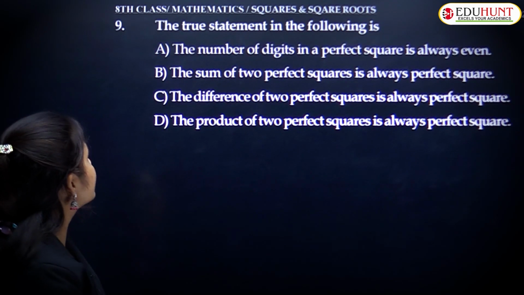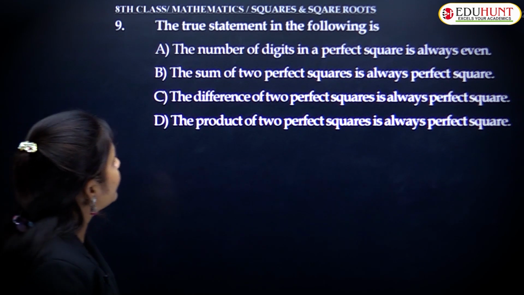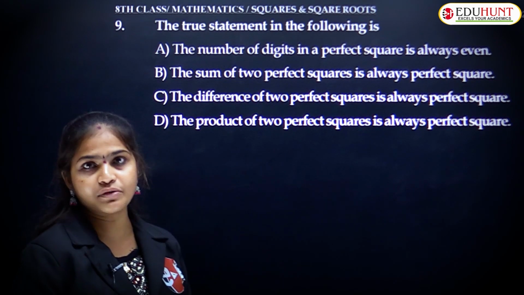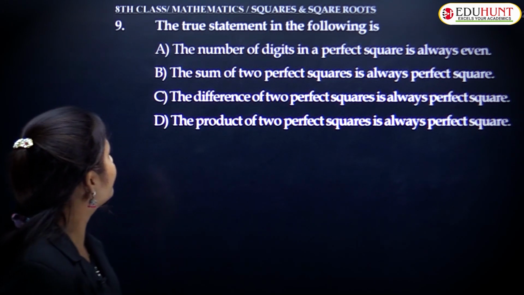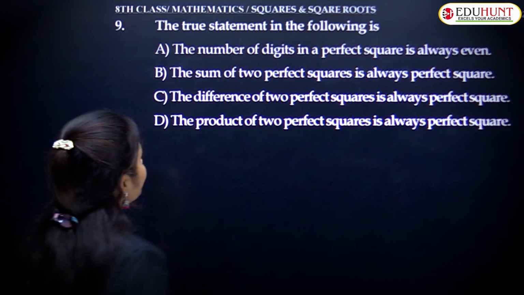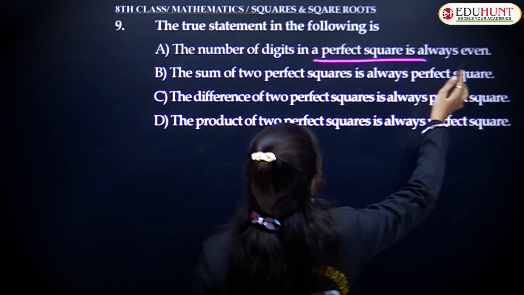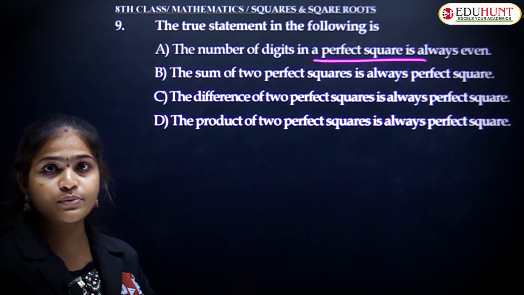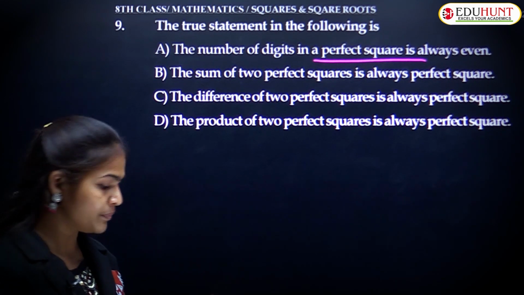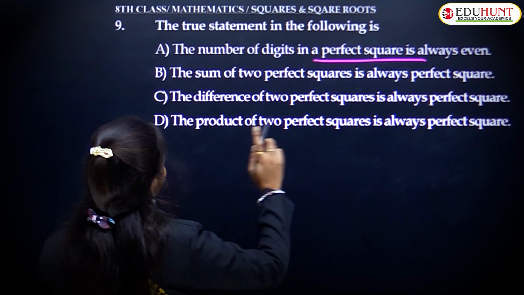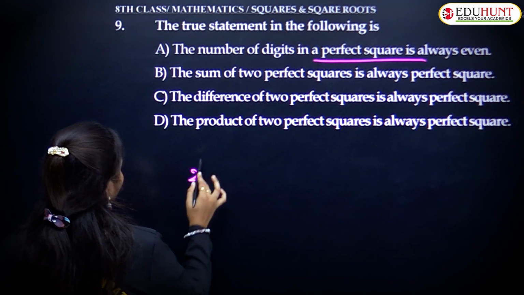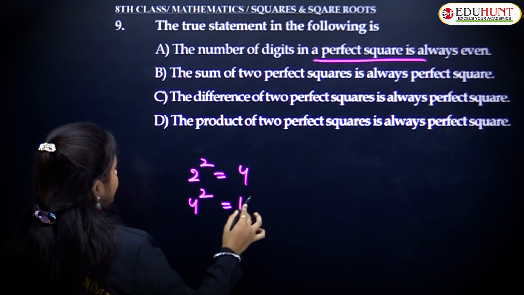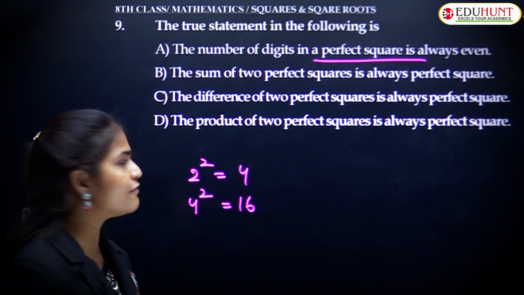9th one. Yes, see here. The true statement in the following is. So here we have to check the true statements. What is the first statement? The number of digits in a perfect square is always even, they are saying. Yes, see here. 2 square is 4. 4 square is 16. Once you observe these two numbers, this is sufficient.